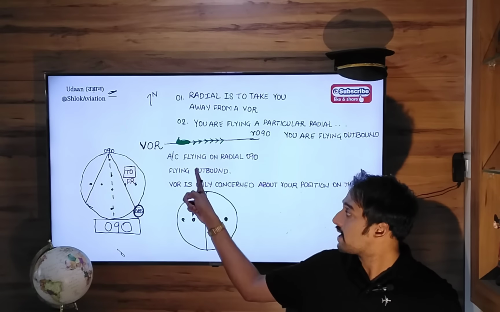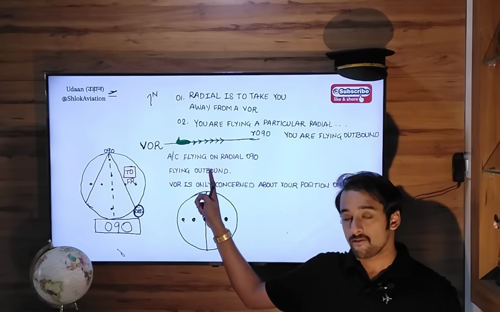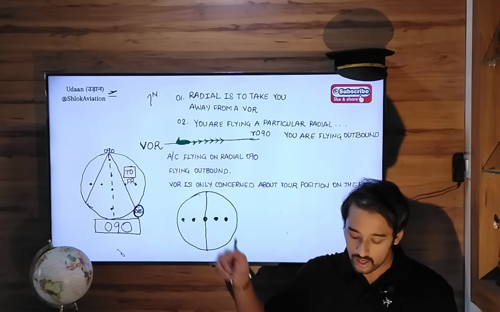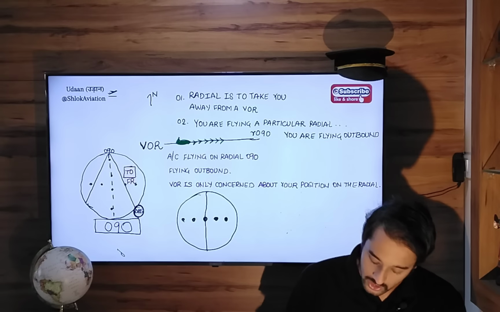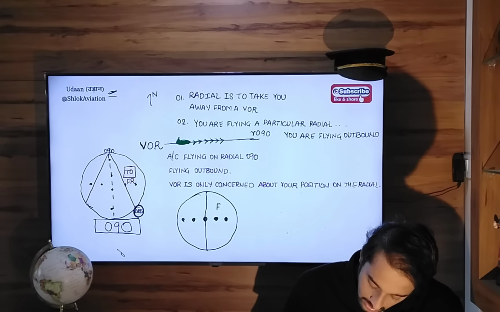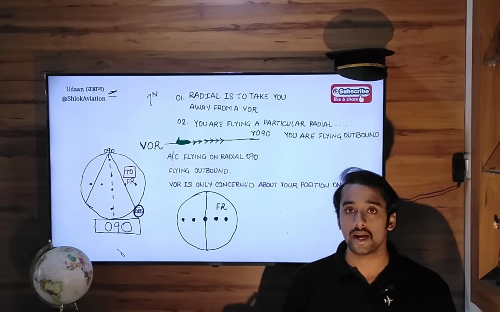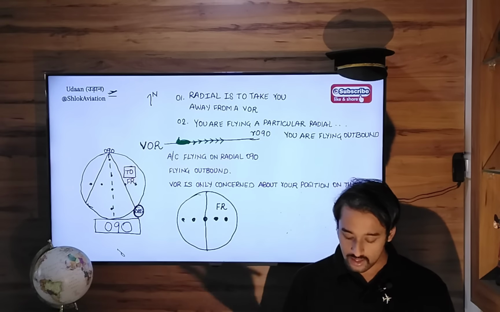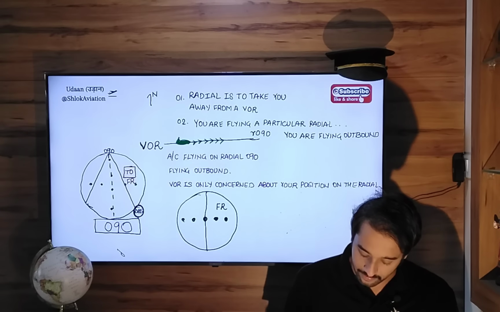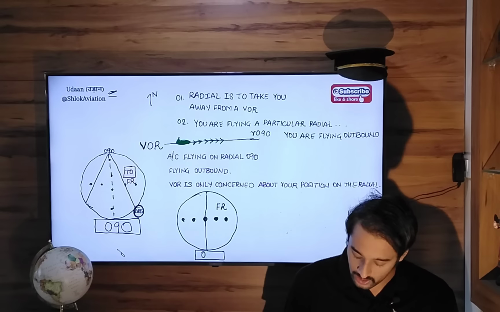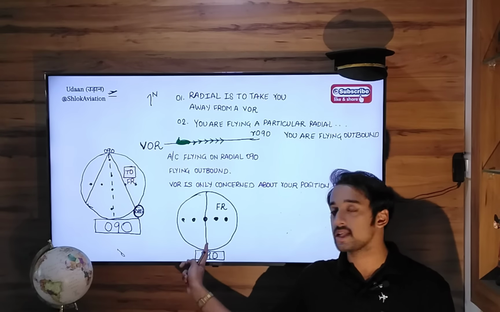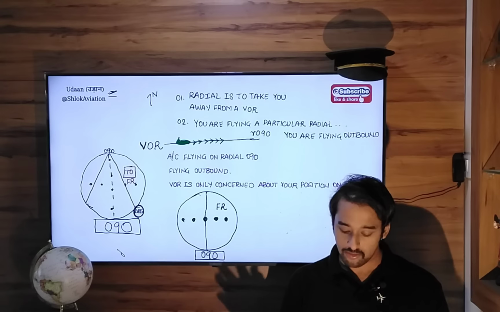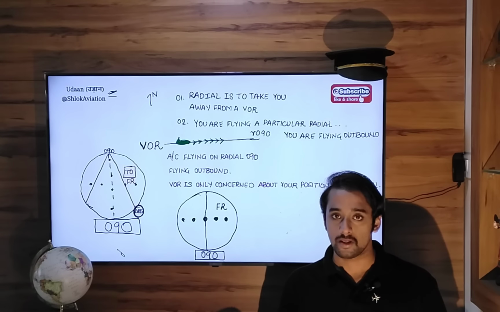Next, you are flying outbound from the VOR. When you are flying outbound from the VOR, you are flying away from the VOR. So the indication given here will be FR, which is the from indication. So now this is a complete diagram: 090 OBS setting, from indication, and the needle in the center. So this makes a complete example.